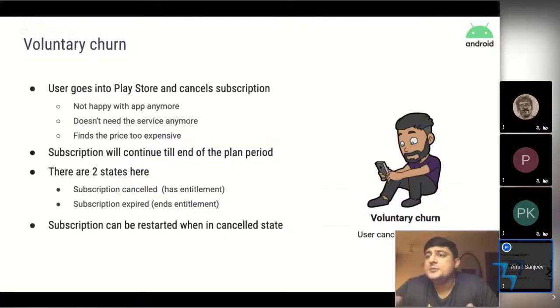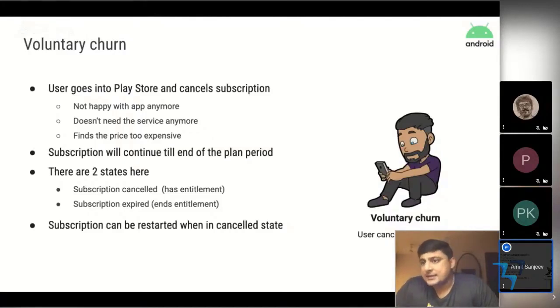Or they find the price being too expensive. For when the recurring part of it comes about, right? Their usage reduced. The next time the app got renewed, they realized that they are not really using it. So the value proposition started falling apart. So that is a couple of reasons why users go and cancel the subscription.